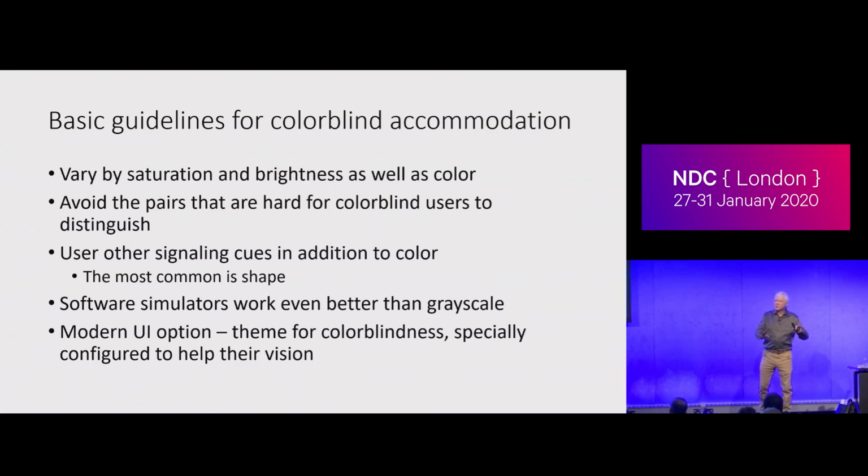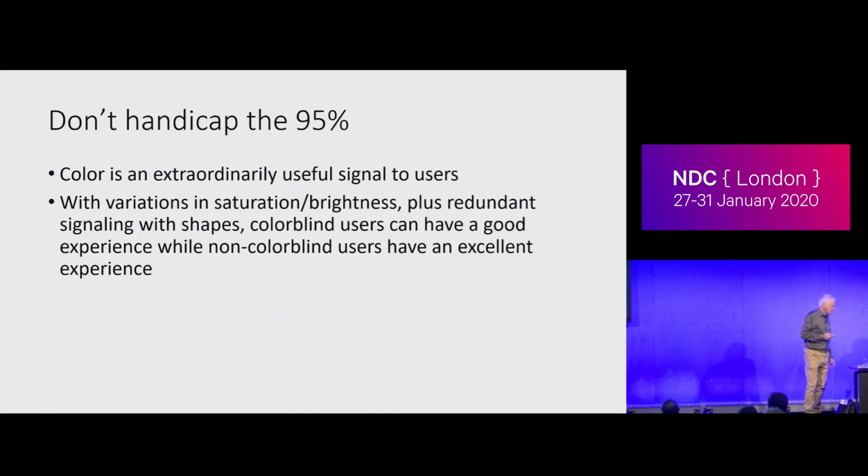My general principle here is you should design so that the 95% of people who aren't colorblind have a great experience and the colorblind people have a good experience. They simply can't perceive all the things you put into the app otherwise. But you want to accommodate them by taking these principles into account. As I said, there are software simulators there. But don't handicap the 95%. Do all kinds of variations.